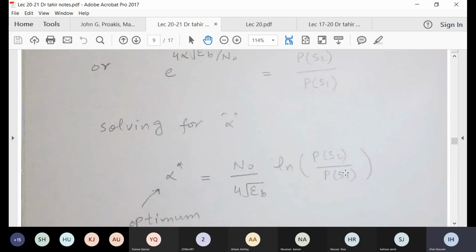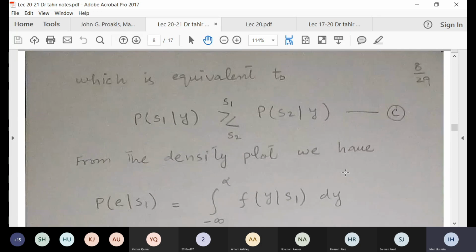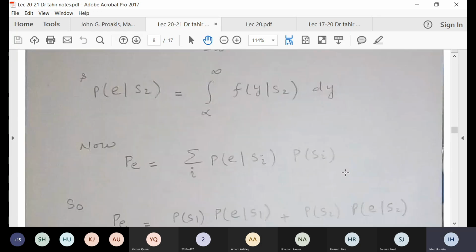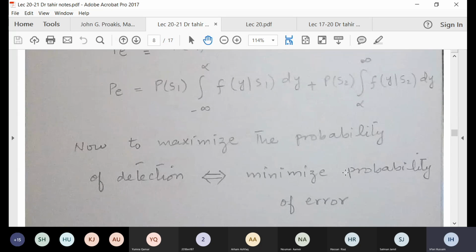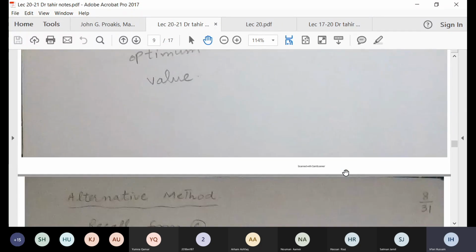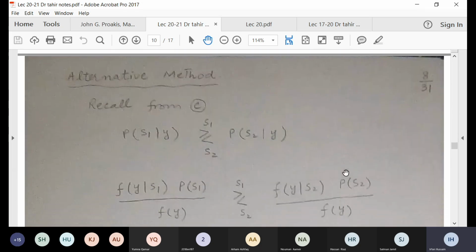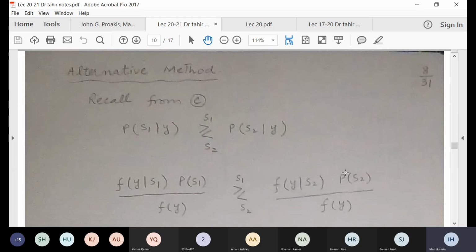So this is the value of alpha that will maximize your probability of detection, or in other words you can say that will minimize the error probability. You found this error probability, and then you took its derivative, put it to 0, hence you are minimizing the error probability, or you are maximizing the detection probability, or the probability of correction is being maximized and error is being minimized.